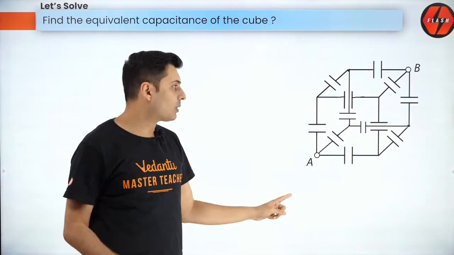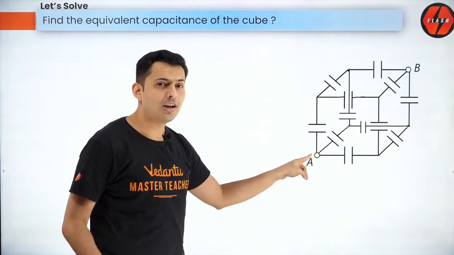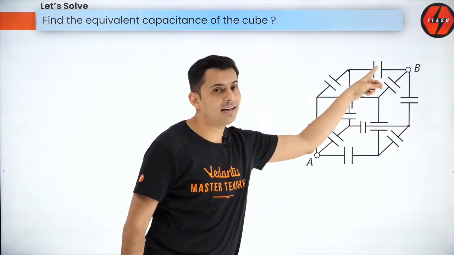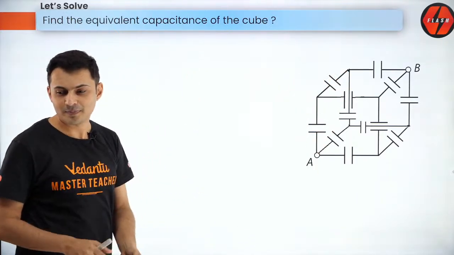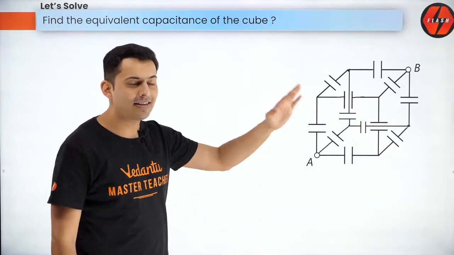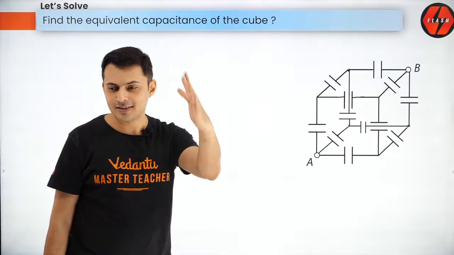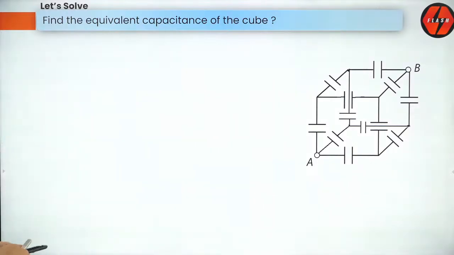In the resistance problem, we had found out equivalent between this point and this point. Today, we are going to find it for diagonally opposite points. I know it looks little scary, but don't worry, I am there. Just say all is well. All right. So let's see how to solve this question.